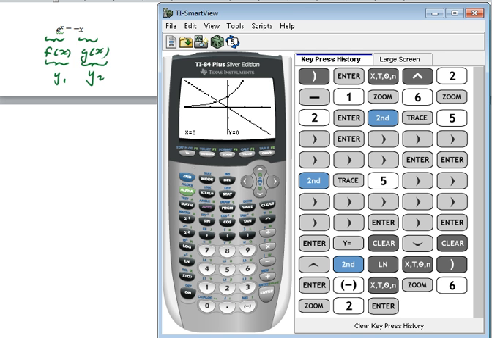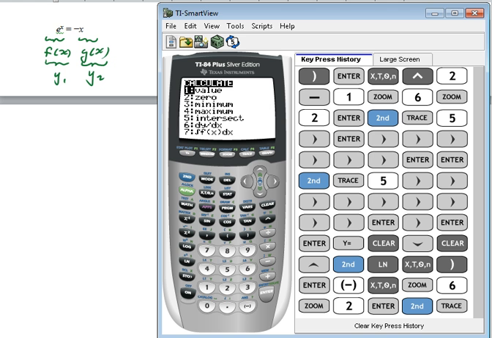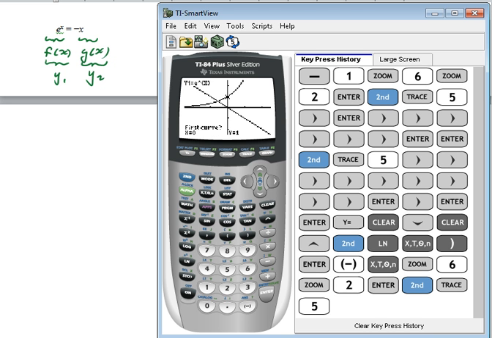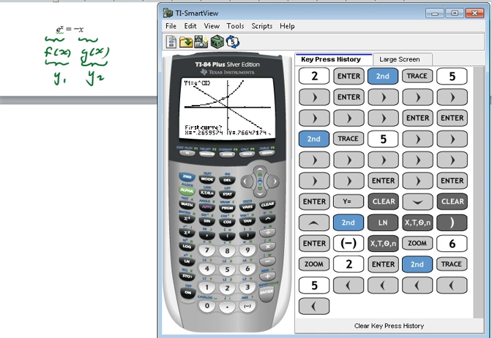And so we'll go to second calc, 5 for intersect. First of all, it's the e to the x curve. I'll use the left arrow to get a little bit closer to the intersection point. Hit enter. And then on the second curve, I'm already close, so I think I'll just hit enter. And then hit enter one more time.